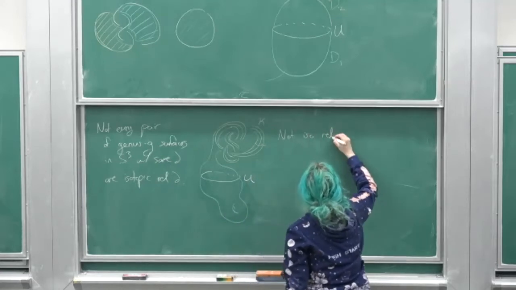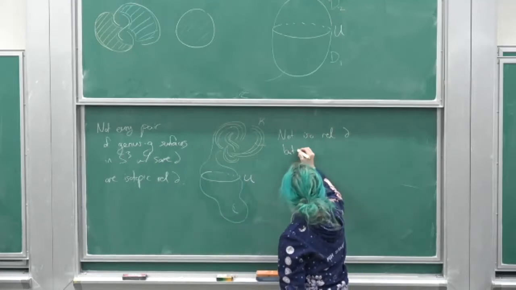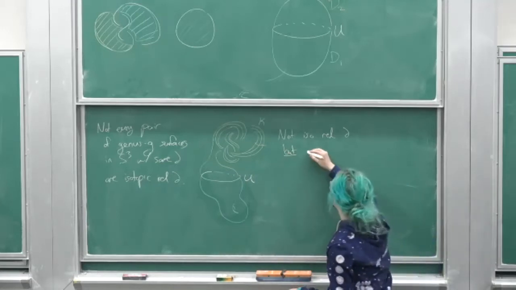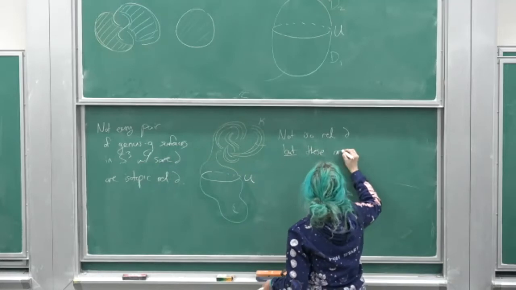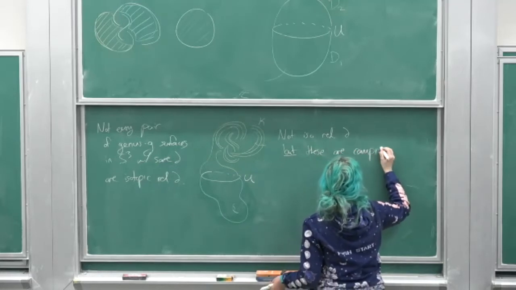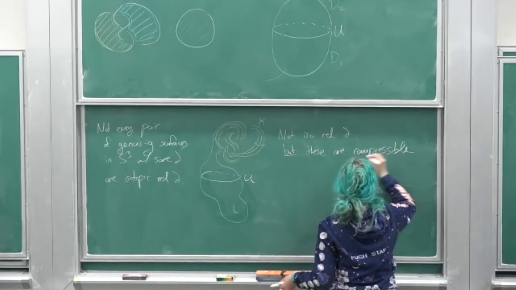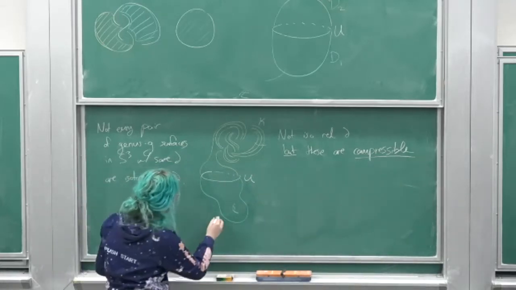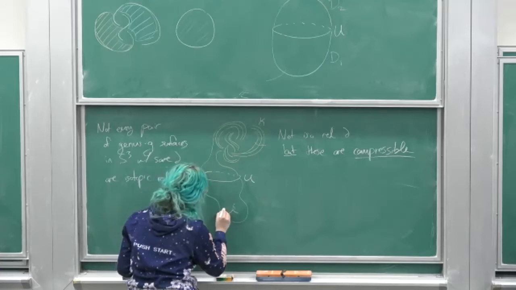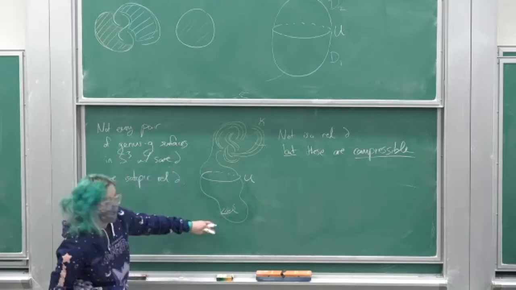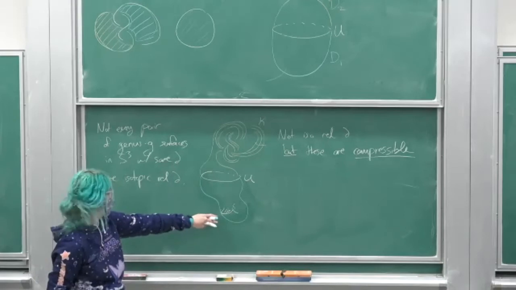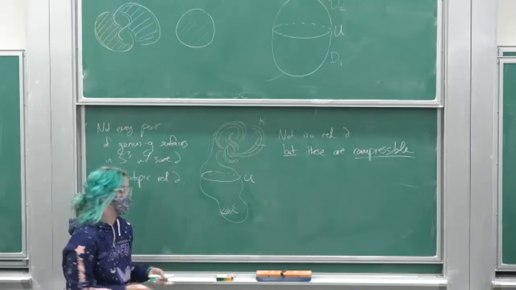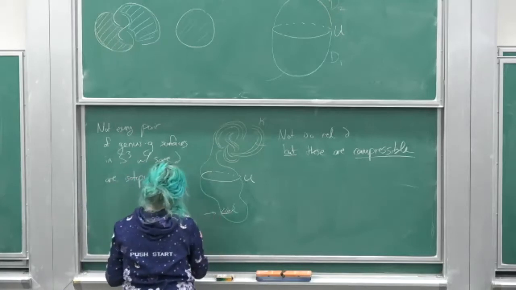But I kind of cheated, because these surfaces can easily be simplified. They're what we call compressible. These are compressible, by which I mean I can find disks whose boundary lies on either the yellow or the blue surface. So this is a disk whose boundary lies on the blue surface, where its interior is disjoint from the blue surface. We call this a compression disk.